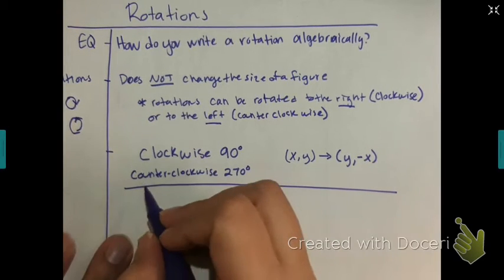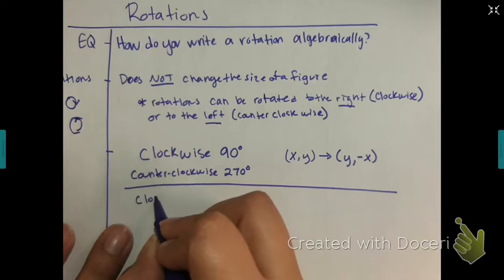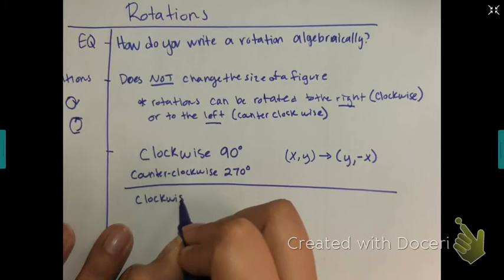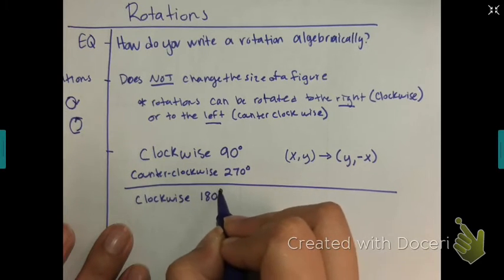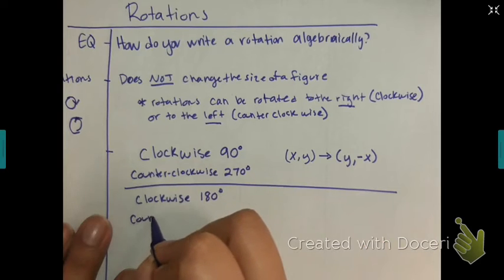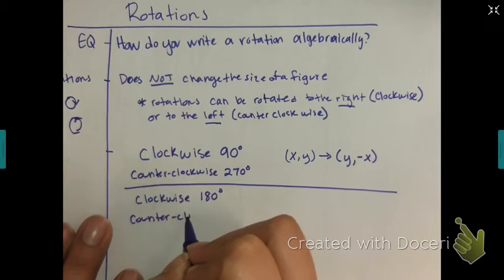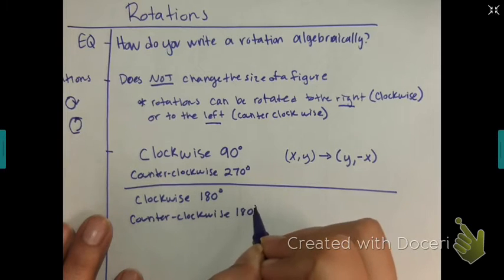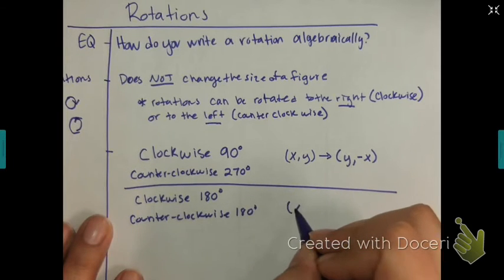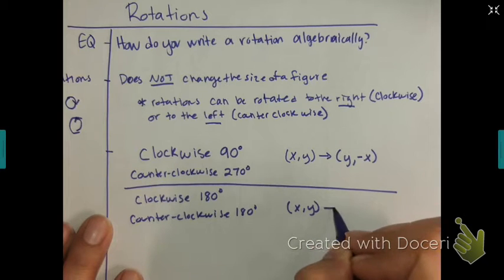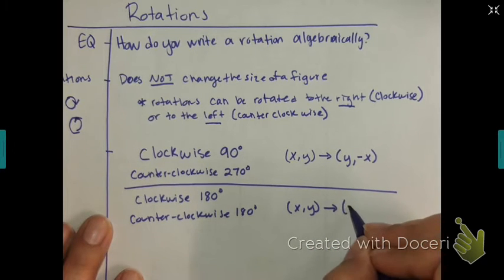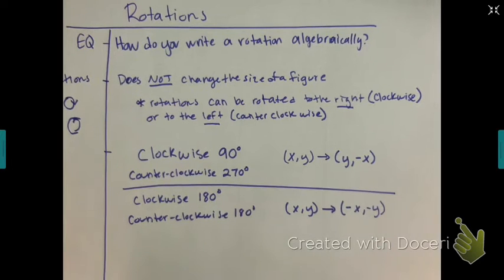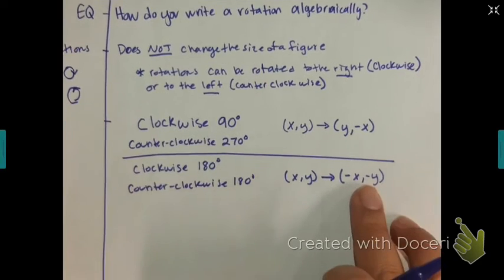The next one is, if you rotate it clockwise 180 degrees or counterclockwise 180 degrees, then it will look like this. We have (x, y), and it's changing to (-x, -y). Both your x and your y will change the sign. Whatever x is, change the sign, and same thing for the y.